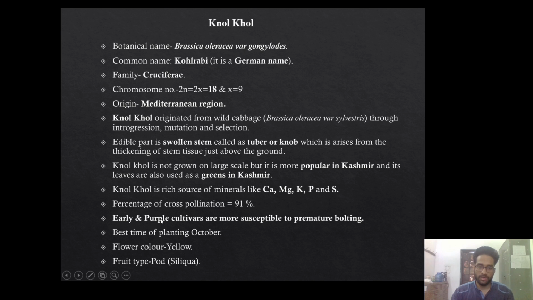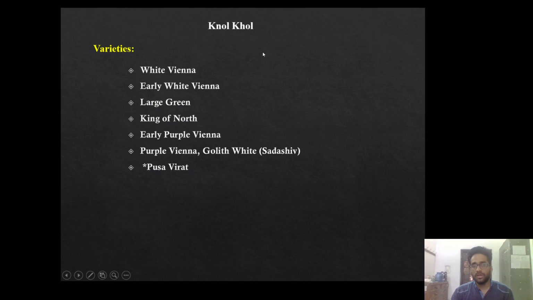Early and purple cultivars of knol khol are susceptible to premature bolting. The varieties are White Vienna, Early White Vienna, Large Green, King of North, Early Purple Vienna, Purple Vienna, Goliath White, and Pusa Virat. Remember the Pusa Virat.